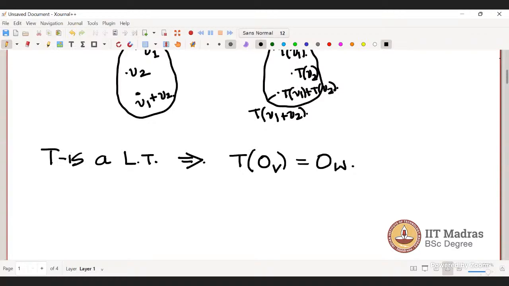If I have a linear transformation, then it should satisfy these two conditions. This is not an if and only if statement. If T is a linear transformation, then T of 0 is 0. But the reverse is not true. If T of 0 is 0, that doesn't imply that T is a linear transformation.